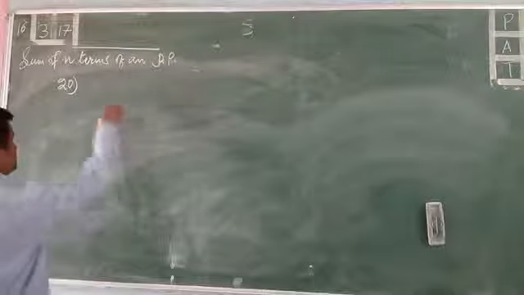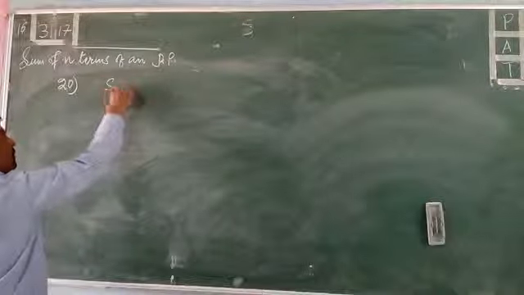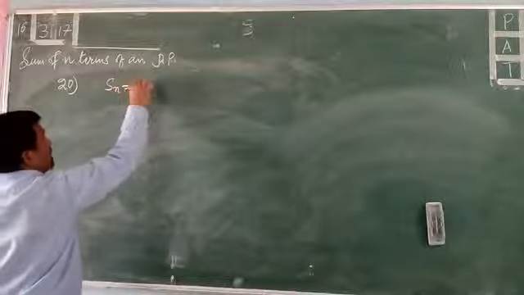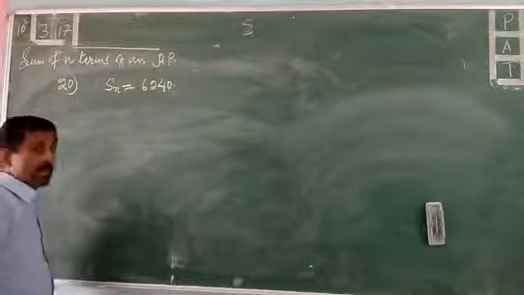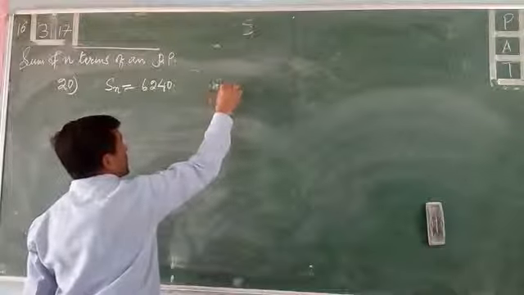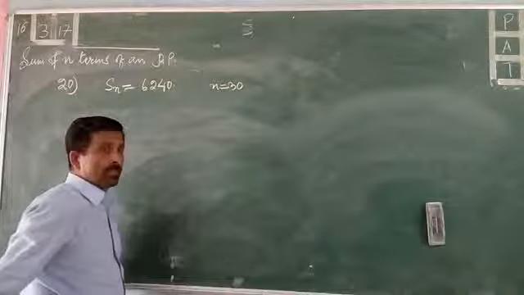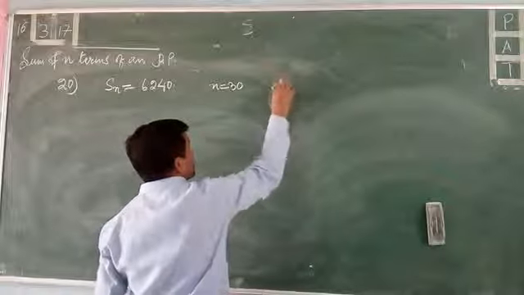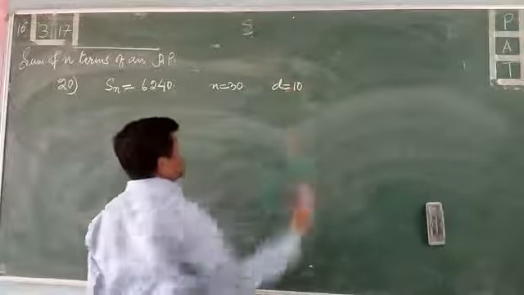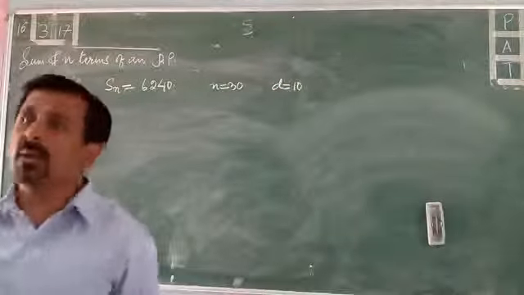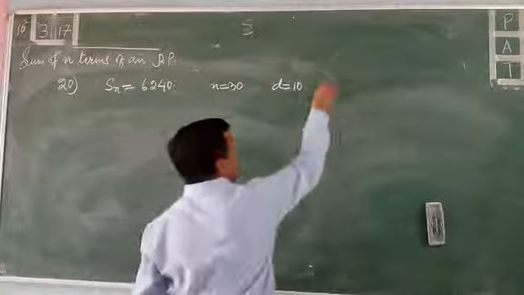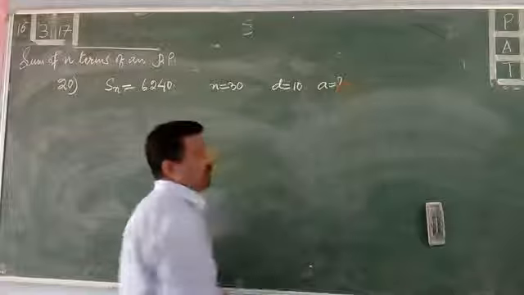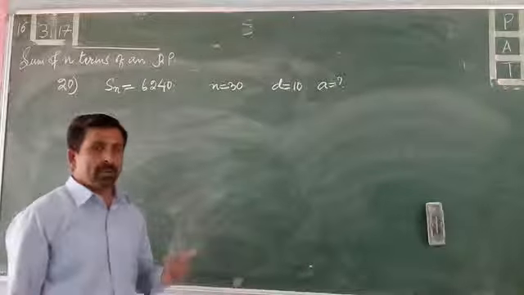The sum is 6,240. The number of installments is 30. This is going to be paid in 30 installments, and the common difference is 10. So we have this much information, and the only question is to find the value of A. We can use the direct formula number 1 and find the value of A.